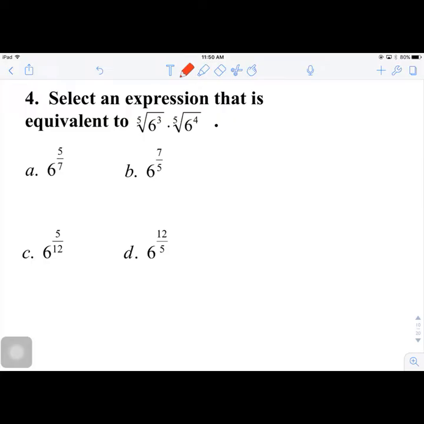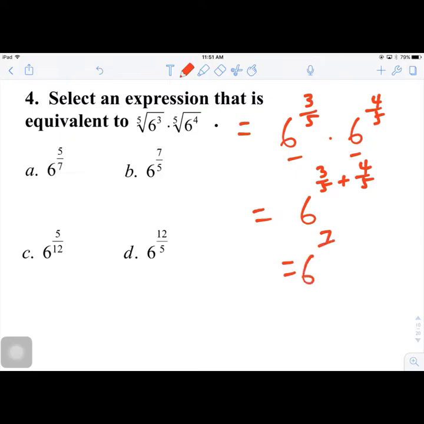Number 4, select an expression that is equivalent to the 5th root of 6 cubed times the 5th root of 6 to the 4th. And again, these are in radical form, so we're going to rewrite it in rational form. So that will be 6 to the, what's on top stays on top, 3 over 5 times 6 to the 4 over 5. And based on the product power rule, we are going to combine by adding the powers. So 3/5 plus 4/5 gives us 6 to the 7/5. And that looks like answer choice B.